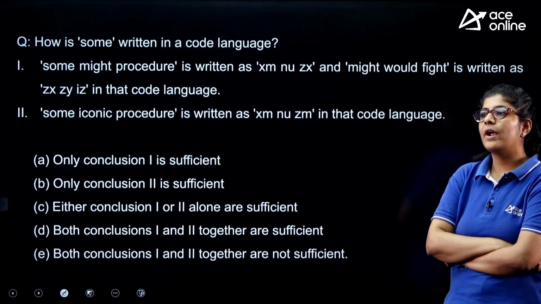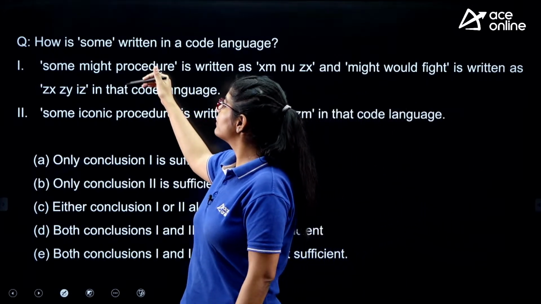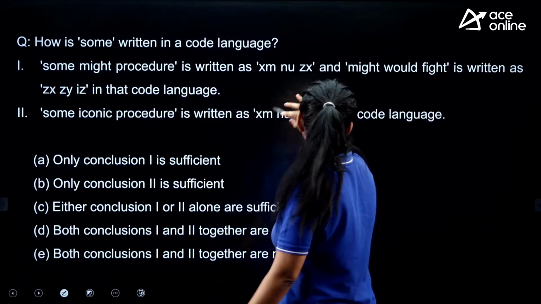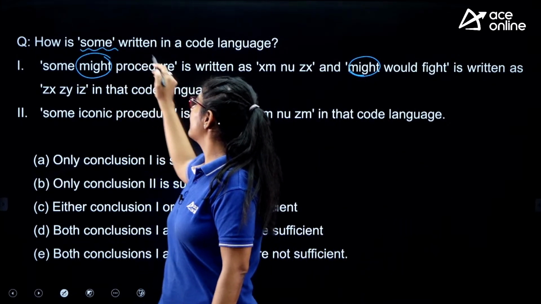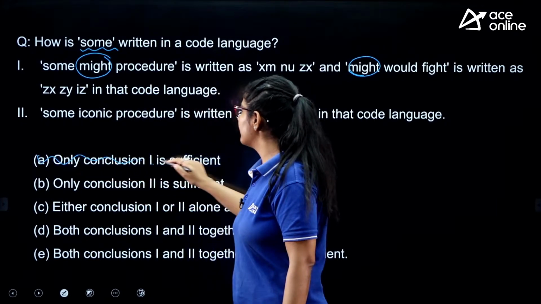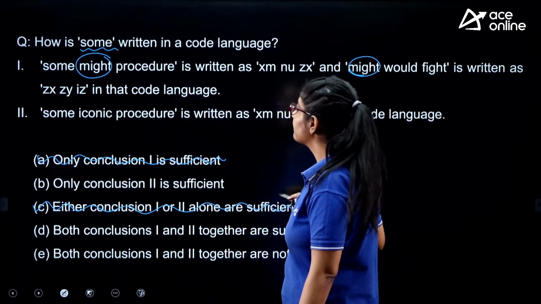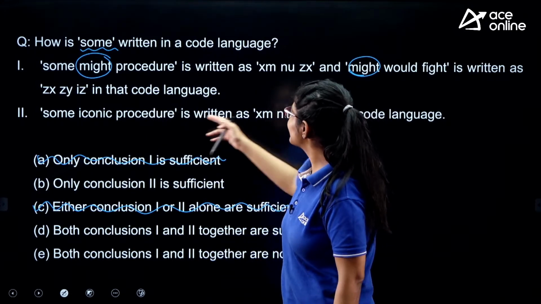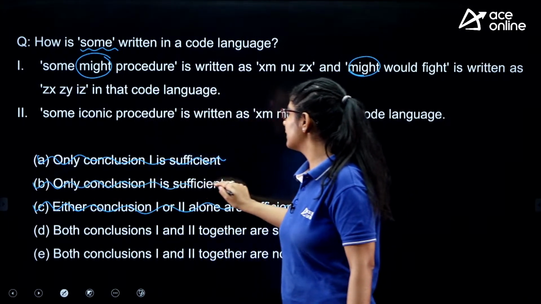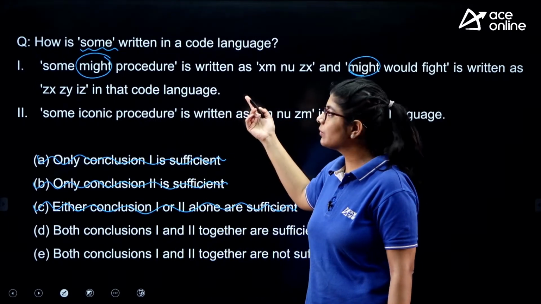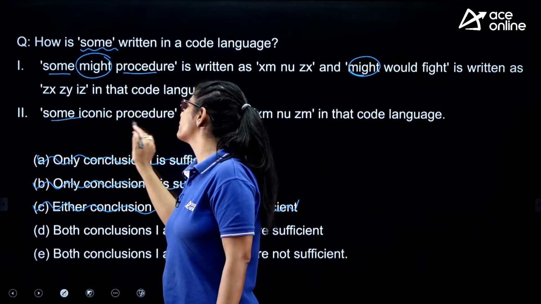Sundaram, both are required or not? Very good, Ragla. If here we will see, with the help of this data, we can only get the term for might, right? But we want code for sum. So option number A is eliminated, right? If option number A is eliminated, option number C is also eliminated. Next. In this one, we are only having one data. So option number B is also eliminated. Now if we combine them together, we can see that here we are having some procedure.